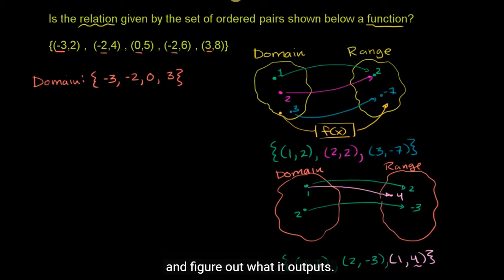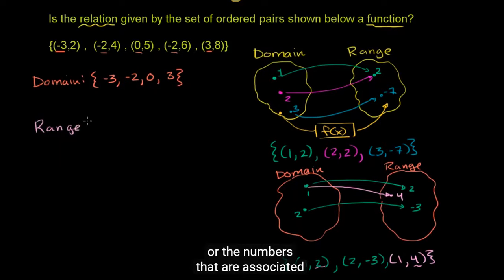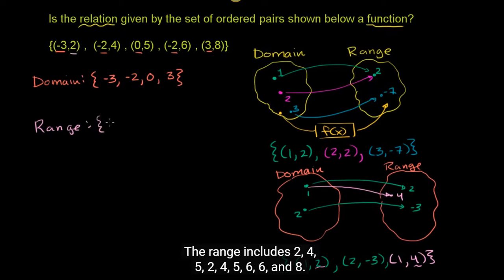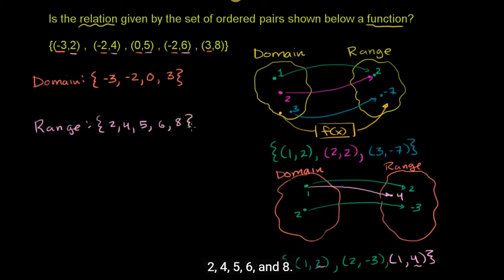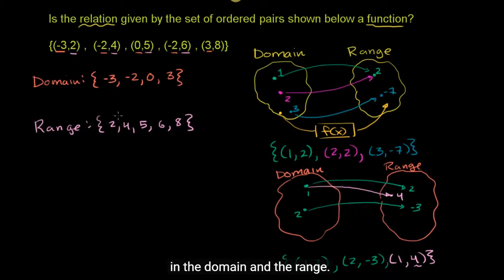that you could input into this relation and figure out what it outputs. Now the range here, these are the possible outputs, or the numbers that are associated with the numbers in the domain. The range includes 2, 4, 5, 6, and 8. I could have drawn this with a cloud like this, and I could have done this with a cloud like this. But here we're showing the exact numbers in the domain and the range.